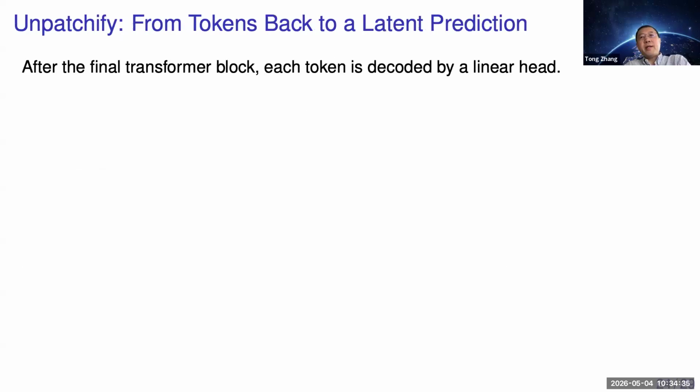Okay, unpatchify. I mean, unpatchify is pretty simple, so we will quickly talk about that. Basically, at the final transformer block, each token needs to be decoded by a linear head into pixels, right? For each token, I don't know the size, maybe 256 is your embedding size, or maybe 512. Let's say 512 is your model size. Then you map that back to, say if the patch size is 2, a 2 by 2 by 4, which is a 16 dimension. So you map a larger dimension to a lower dimension.